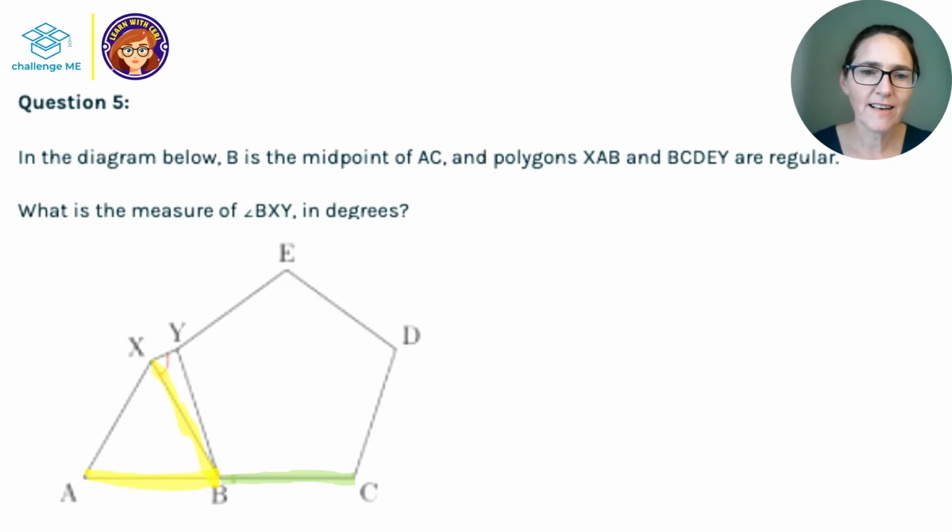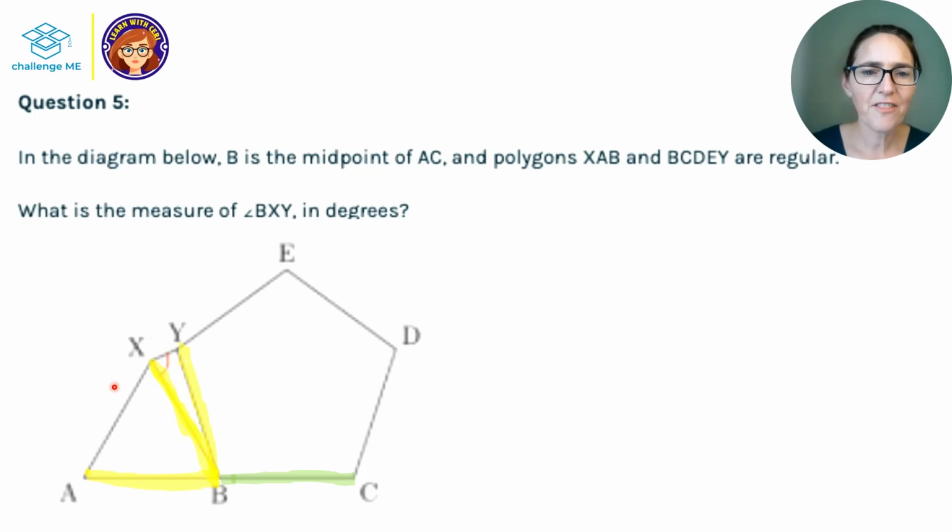So this tiny triangle in the middle here, where X and Y have been connected, is isosceles, because the fact they're regular and B is a midpoint means that these lengths, the lengths on the pentagon, are the same as the lengths on the equilateral triangle.